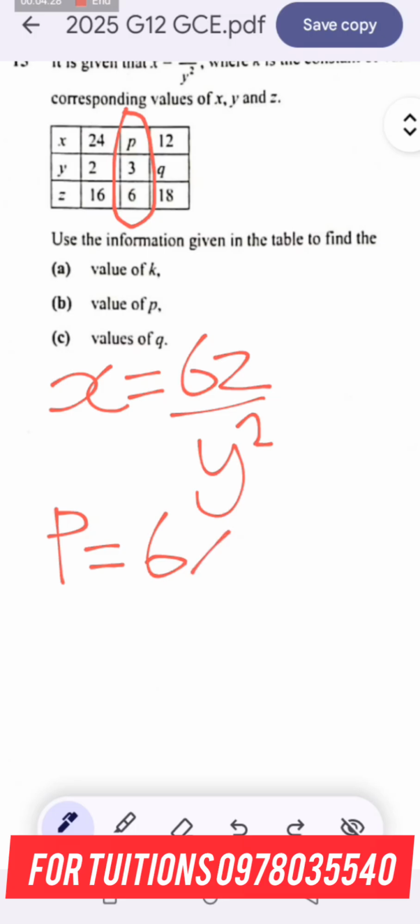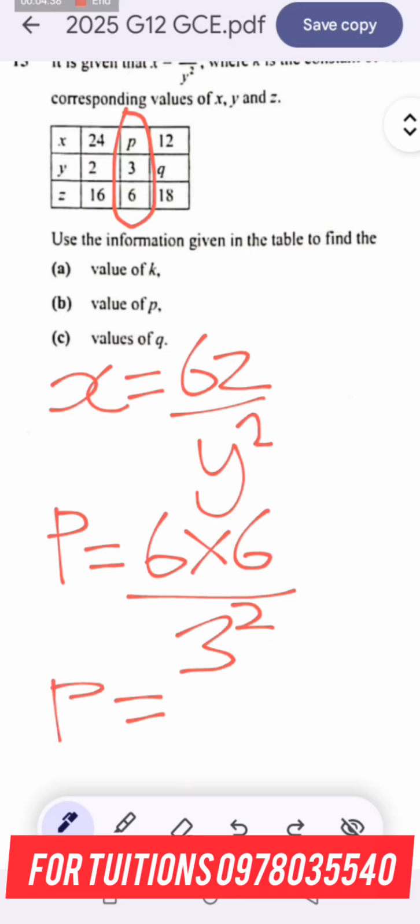You can say that your z is 6 there, so times 6. Then over our y is just 3. Then recall that we have the power, so it's 3 power 2. So it's what we have. Now, p equals, what is 6 times 6? We're going to get 36.